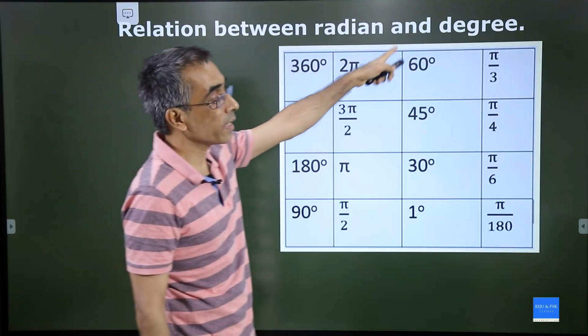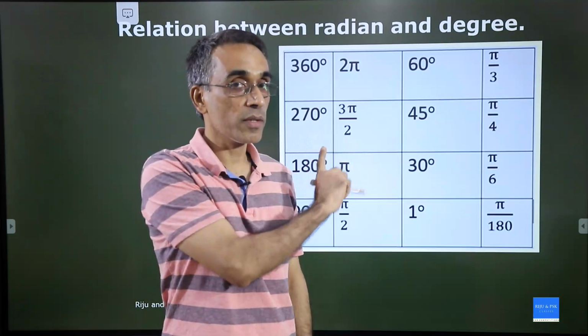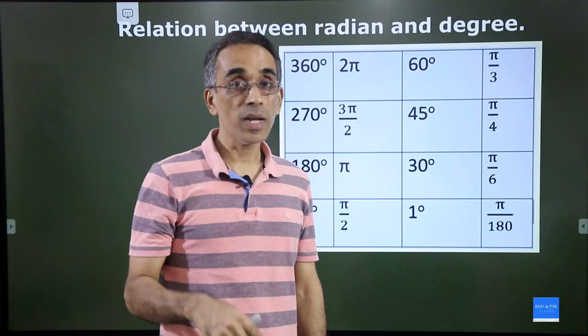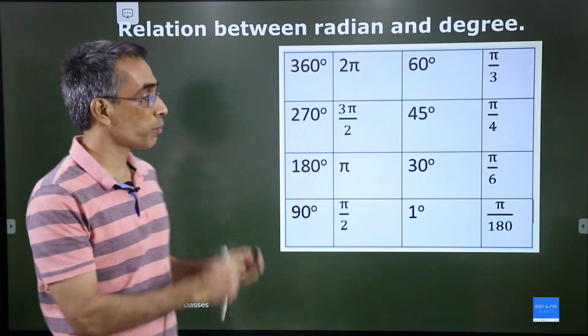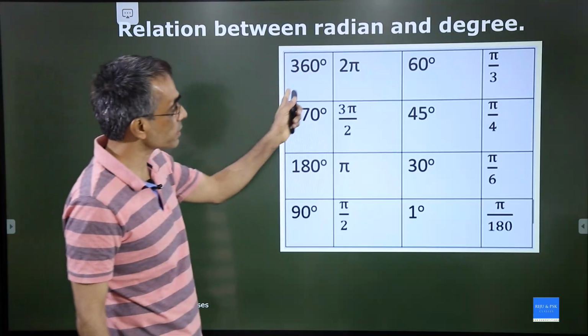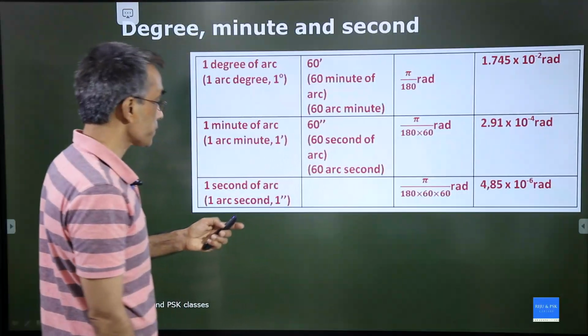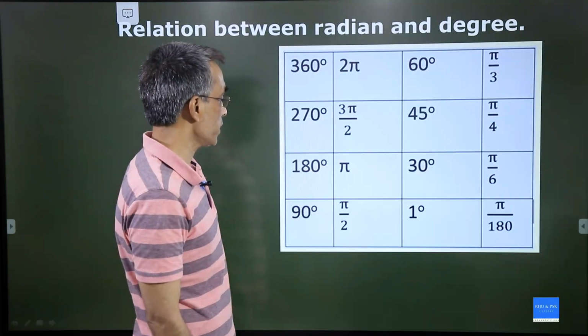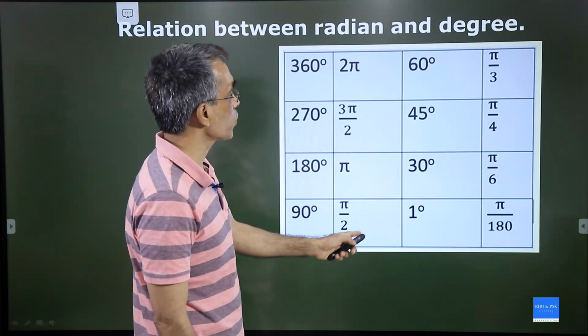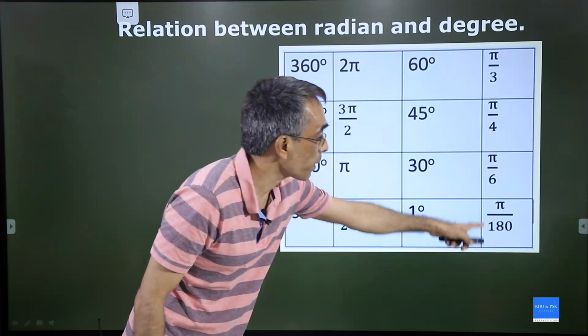Relation between radian and degree. Listen, each slide I am showing in the video will become a note in your notebook. You pause the video, write down this because this is important for you. So this is it, 360 degree 2 pi, 180 degree pi, 90 degree pi by 2, 45 degree pi by 4, then you can do everything. And finally 1 degree is pi by 180.